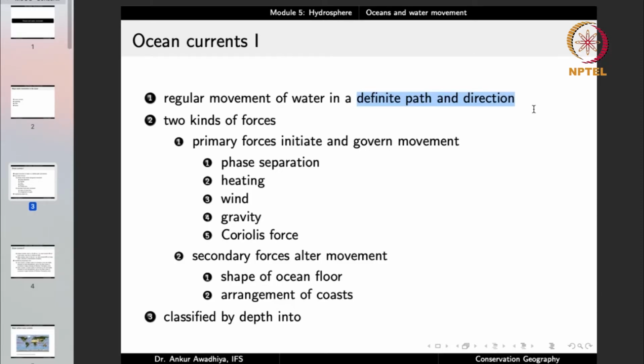And there are two kinds of forces that play a role in the ocean currents. The first is the primary forces that initiate and govern the movement. So they are the main forces that start the currents and that govern the movement and most of the properties of the currents. These include phase separation. Now, phase separation is a process in which when a liquid with a solute is frozen, then the frozen portion contains only the molecules of the liquid, whereas all the solutes are left out.